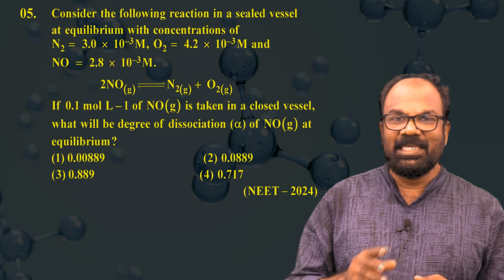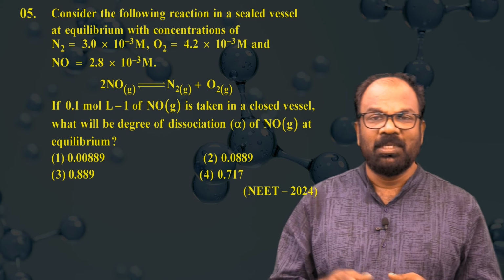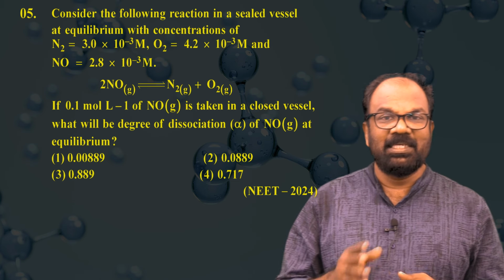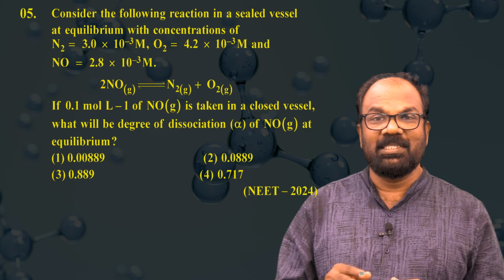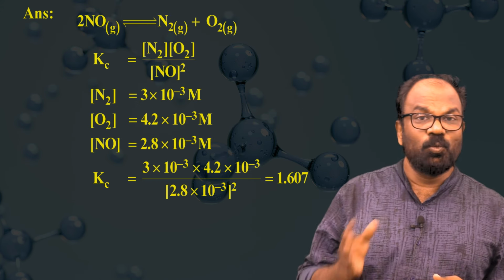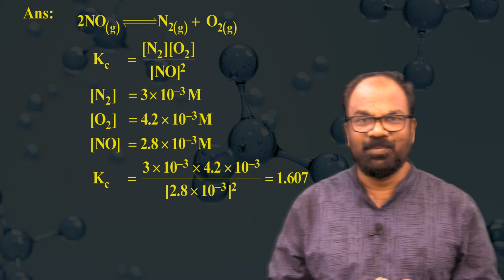Option number 1, 0.00889. Option number 2, 0.0889. Option number 3, 0.889. Option number 4, 0.717. Listen, here the reversible reaction given is 2NO gas reversibly gives N2 gas plus O2 gas.